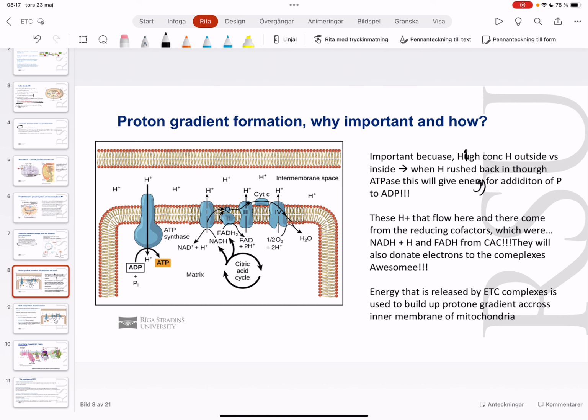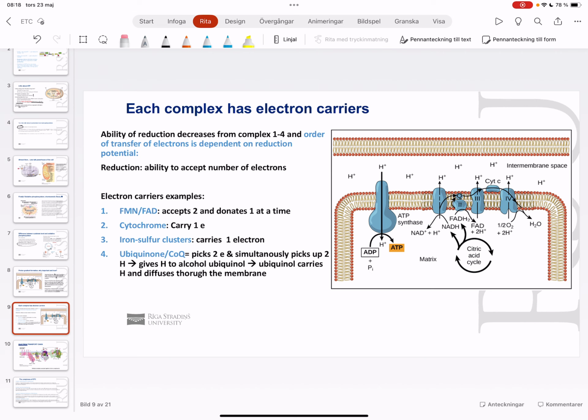Energy that is released by the ETC complexes is used to build a proton gradient across the inner membrane. But the main thing is, as electrons flow, they will release energy, and this energy is used by these 4 complexes to pump hydrogens outside. Each complex has electron carriers.